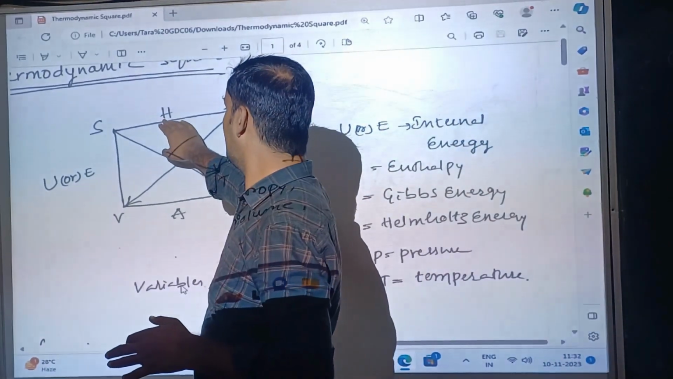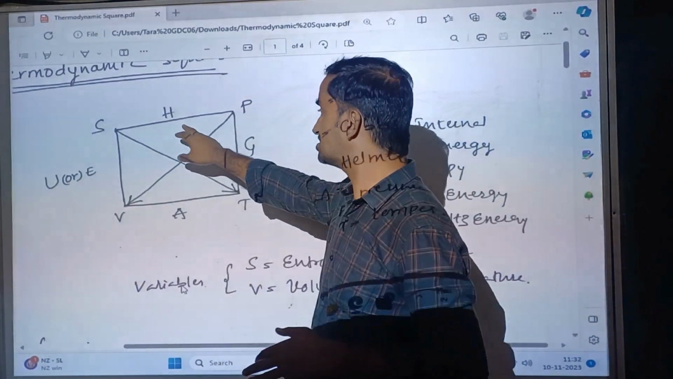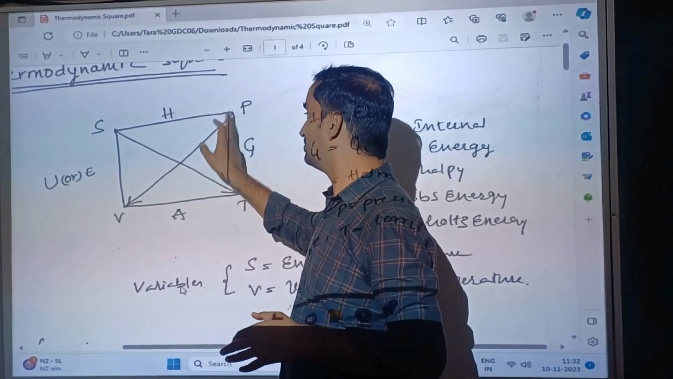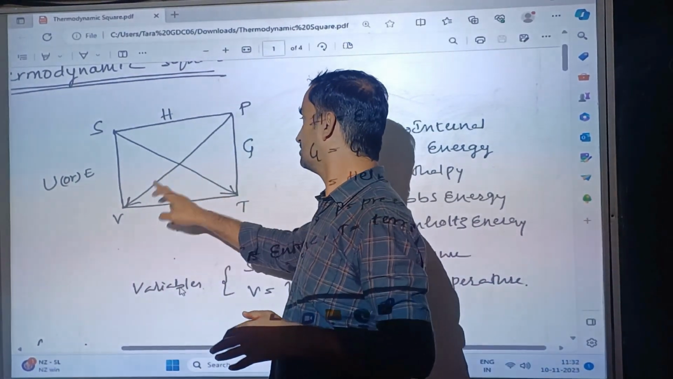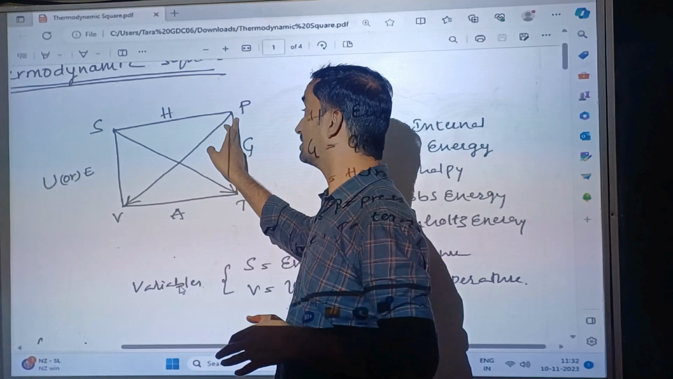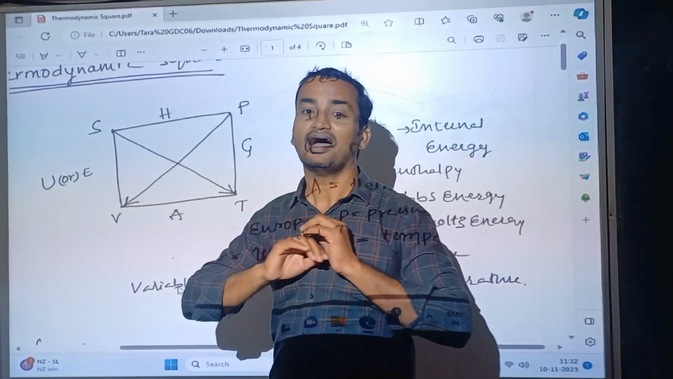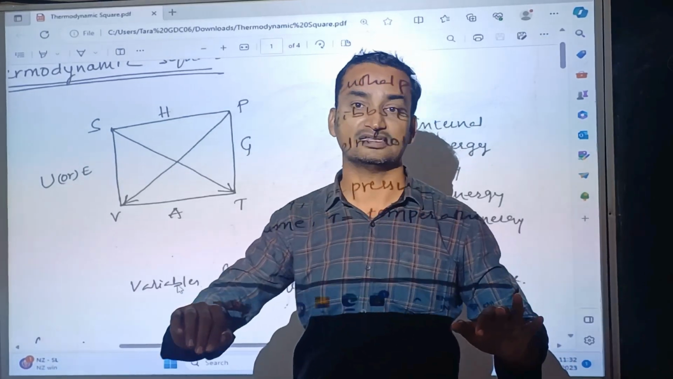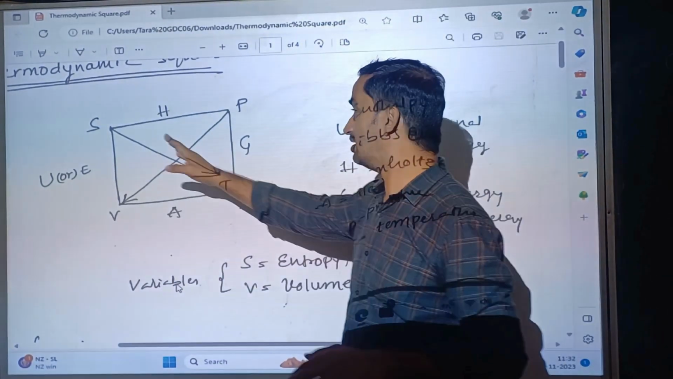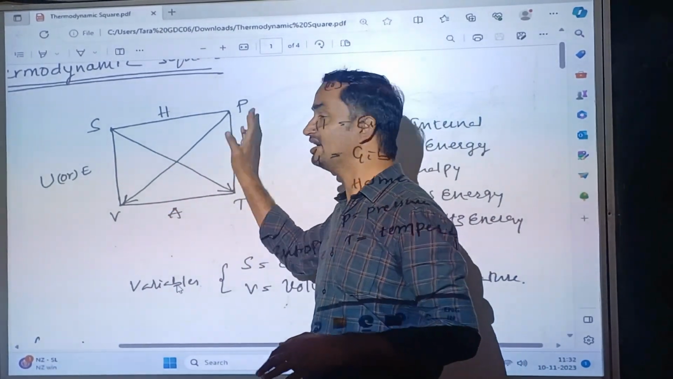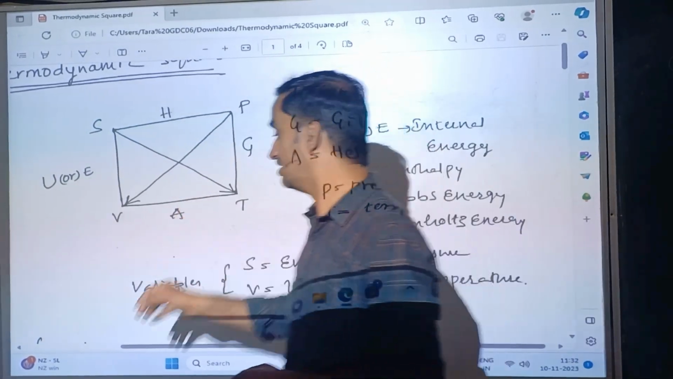Now here we are going to find out δH. It should be δS δP. It is T δS plus V δP. Here both are plus. Why? Because both the arrows are away from the variables. That's why we are going to get T δS plus V δP. So this is the second one.